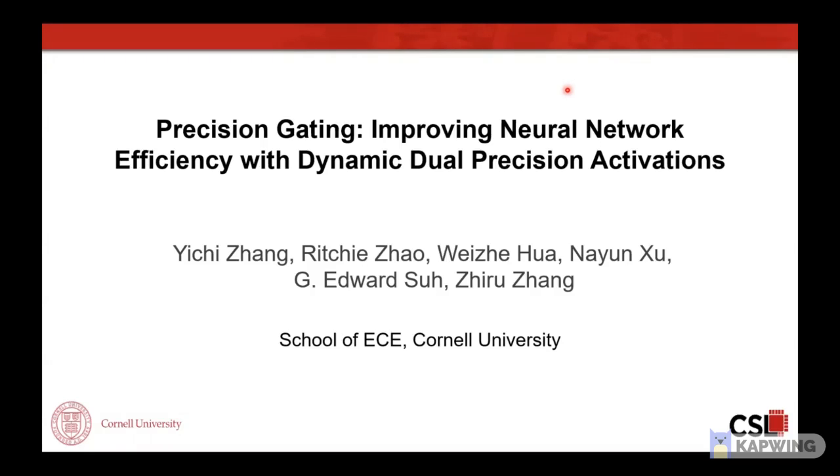I'm a second-year PhD student in the Computer Systems Lab at Cornell. Today, I'm going to introduce precision gating, improving neural network efficiency with dynamic dual precision activations. This is a joint work between me, Yichi Zhang, Weizhe Hua, Nayun Xu, and advised by Professor Edward Suh and Professor Zhang.